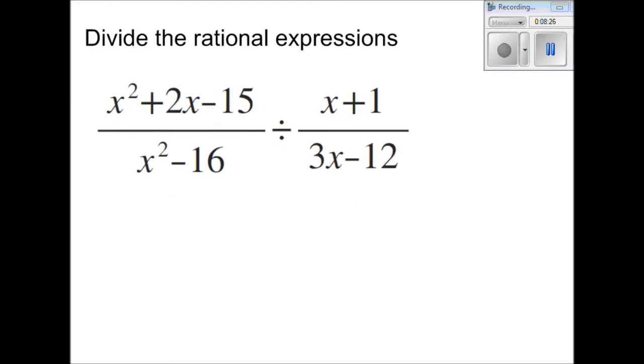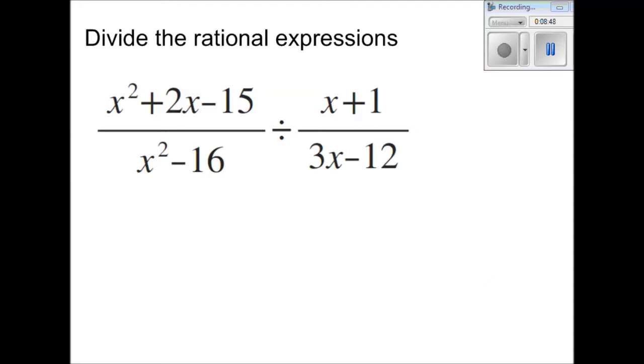Okay, here I see that I have a division sign. How does that change? Well, if you remember when you're dividing normal fractions, you're supposed to flip the second one and turn the division sign into a multiplication sign. So I'm going to do that, but I'm also going to do whatever factoring I can along the way.